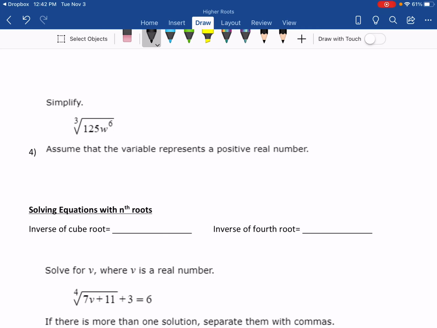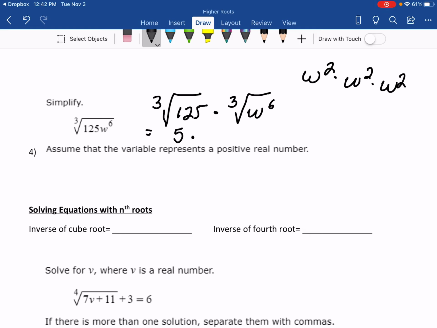Okay, cube root of 125w to the 6th. I'm going to separate that as the cube root of 125 times cube root of w to the 6th. We know the cube root of 125 is 5 because 5 cubed, or 5 times 5 times 5, is 125. So that's 5 times, and w to the 6th, the cube root of that, w squared times w squared times w squared will give you that w to the 6th. So that's 5 times w squared, which is 5w squared.